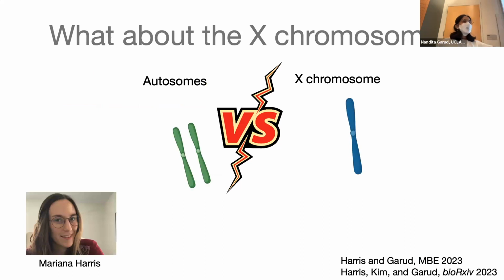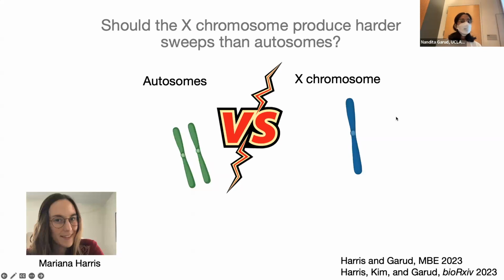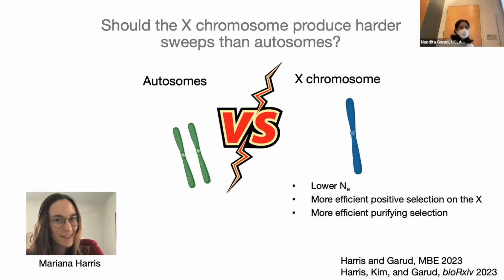And PhD student Mariana, who I saw, she's right there, really awesome PhD student and a joy to work with, has been exploring how different parts of our genome can have different rates of evolution. For example, I showed in my previous work that autosomes have a lot of soft sweeps. They're experiencing rapid adaptation. What about the X chromosome? Should the X chromosome produce harder sweeps than autosomes? And we think they should, because of lower effective population sizes, more efficient positive and purifying selection. And through a lot of hard work, Mariana showed in both data and simulation, not just in melanogaster, but in 6 Drosophila species, that there are harder sweeps on the X.